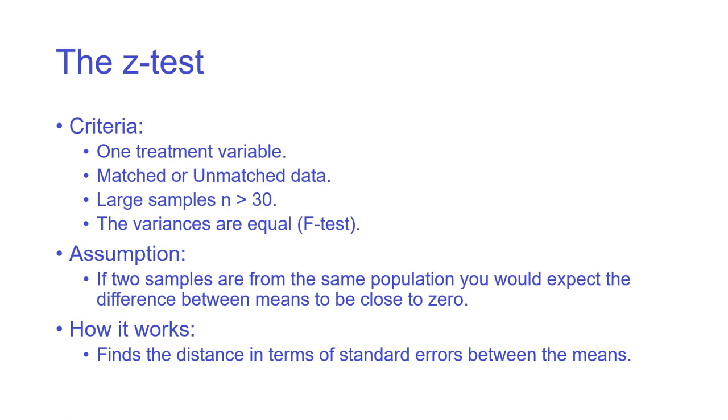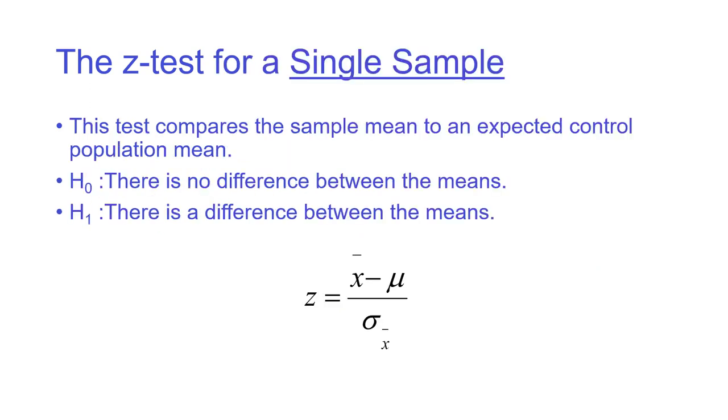Now, the assumption is if the two samples are from the same population, you'd expect the difference between the means to be close to zero. So what you do is you find the difference in means between the two samples in terms of the number of standard errors between the means, as a ratio of the number of standard errors. This is a lot like coefficient of variation. So if I had a single sample, this is an exceptionally unusual one, but it's easy to work through the maths and idea for this.